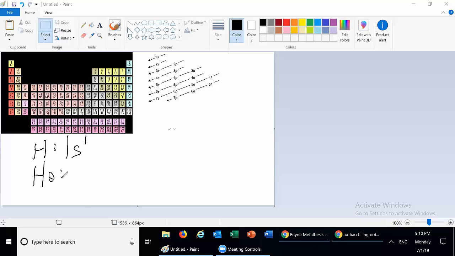So remember, we can put 2 electrons in the 1s orbital, right?